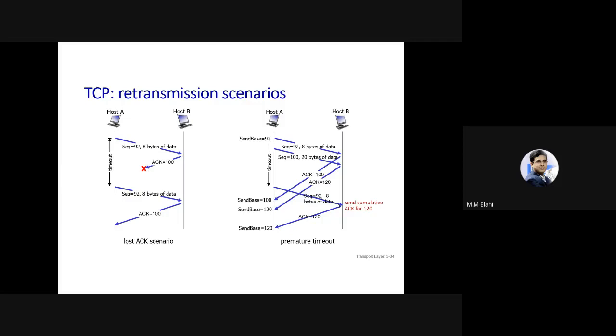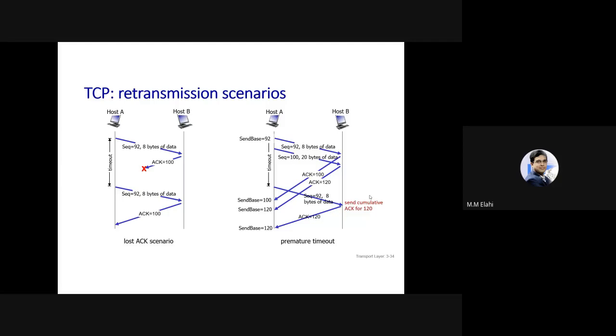And another point here is cumulative acknowledgement. After the retransmission of sequence number 92, 8 bytes of data, see, it did not send 100, it sent 120. Why? Because the receiver will always return the updated acknowledgement up to the point where there is no gap.